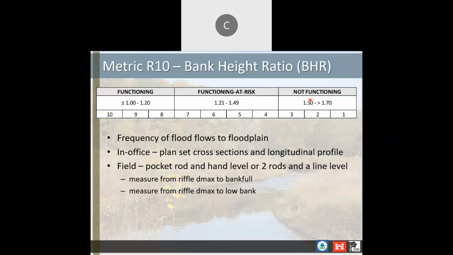So reference condition streams are connected to their floodplains with bank height ratios of 1 or less.